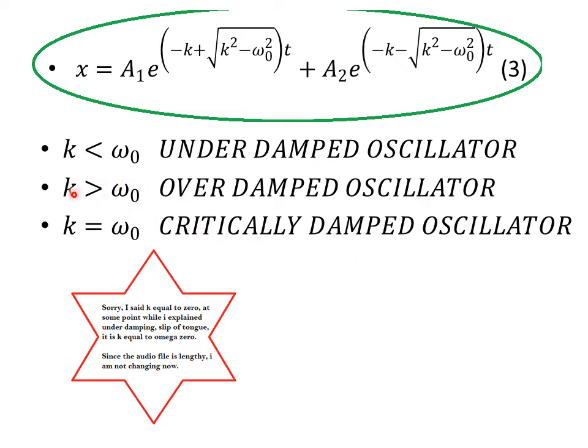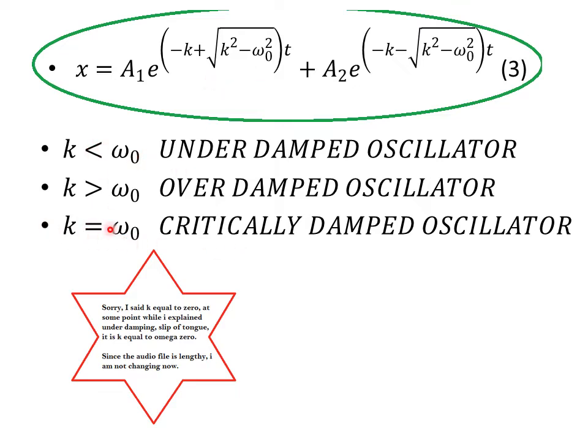And when k, the damping constant, is more than the natural frequency of oscillation, that is referred to as overdamping. And when k is less than omega 0, it is referred to as underdamping. We will have to look at the solution of these three cases in detail. But right now we can have a quick look at the equation and see how x is going to behave in these three cases.